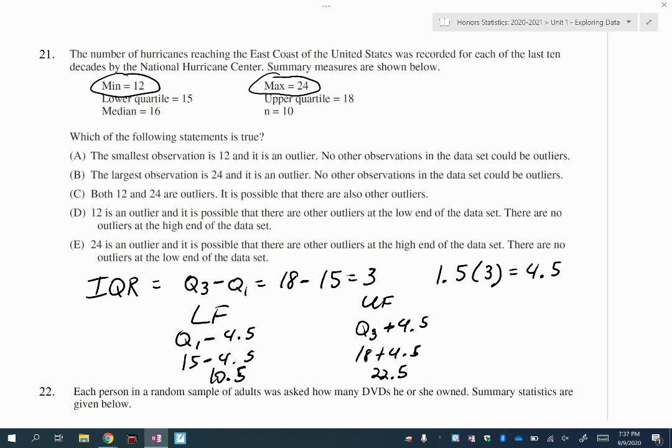Okay, so let's get some answer choices here. The smallest observation is an outlier. We already said it's not, because it's not past the lower fence. Okay, this one could be true: the largest observation is 24. It's an outlier.